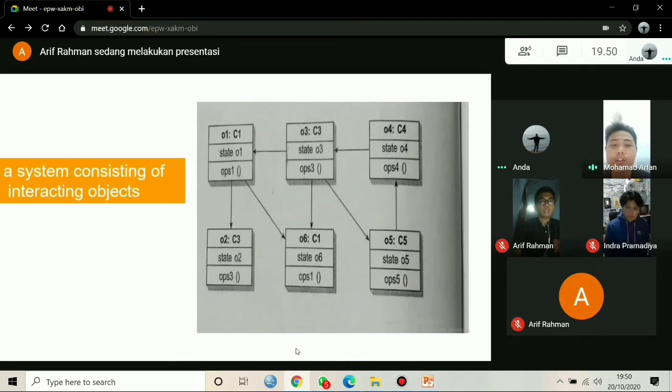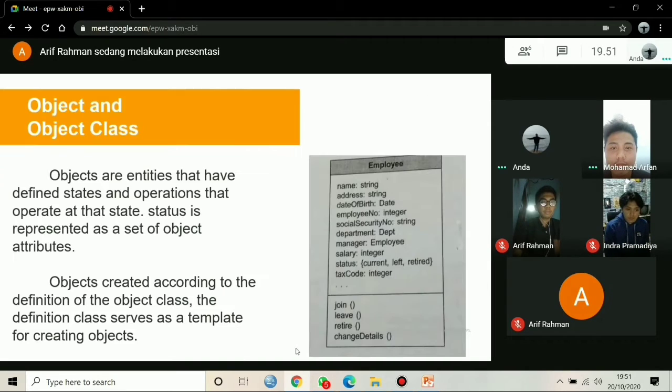A system consisting of interacting objects. Object and object class. Objects are entities that have a definite state and a set of operations that operate on that state. The state is represented as a set of object attributes. Objects are created according to the definition of the object class. The class definition serves as a template for creating objects.